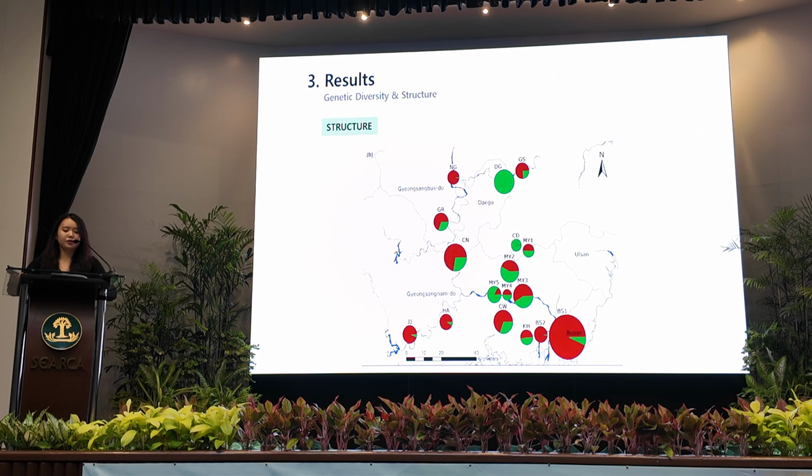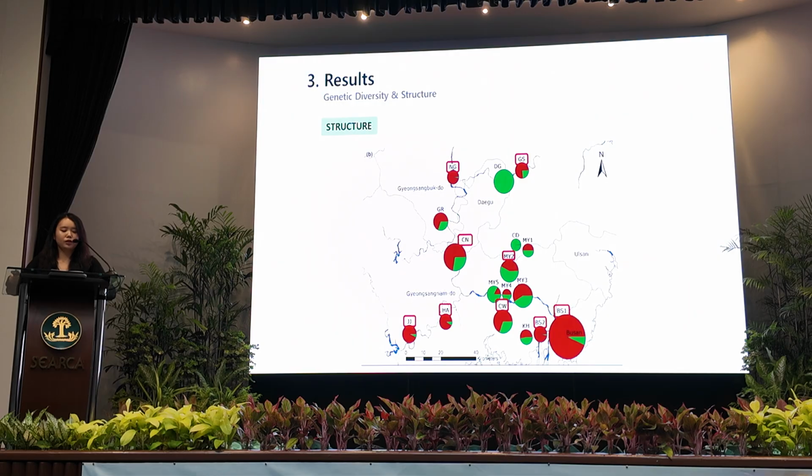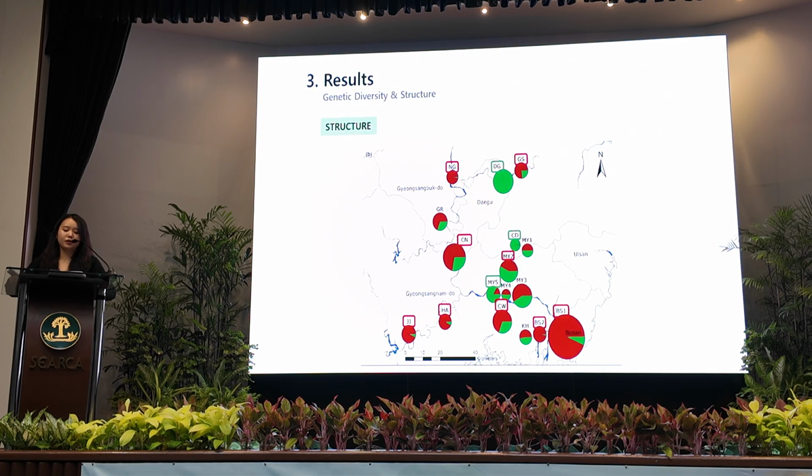Here, each population is shown as a pie chart. The circle size reflects sample size of each population. The pie slices present the proportion of each cluster within that population. 9 populations marked with a red box belong to the Busan cluster, which is dominated by red ancestry. In contrast, cluster 2, the Daegu cluster, includes a relatively small number of regional populations. The Daegu cluster is showing green.